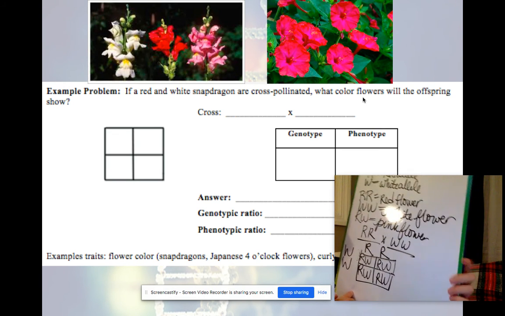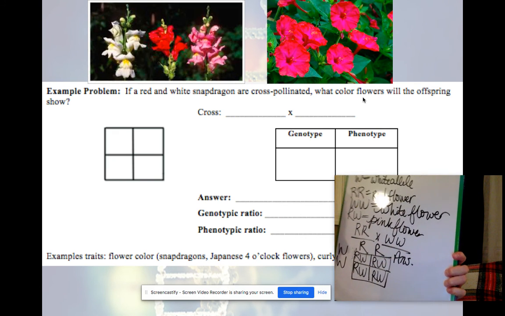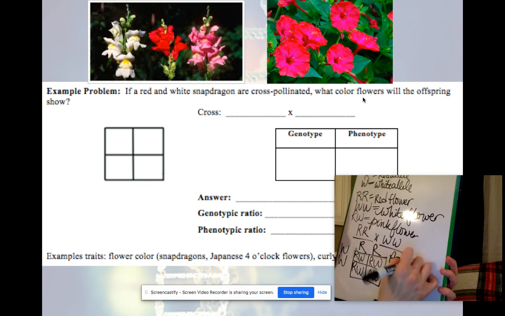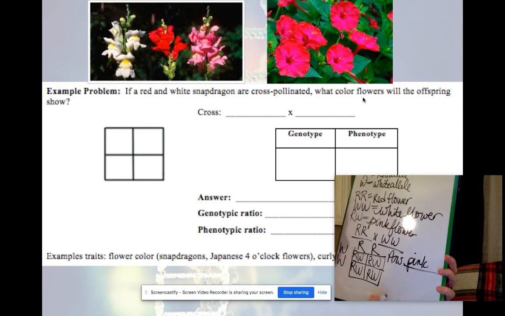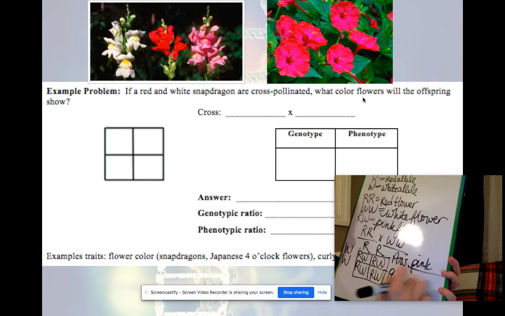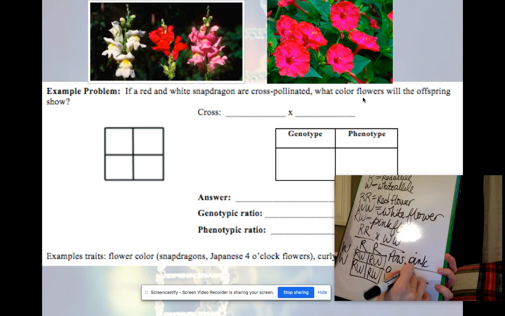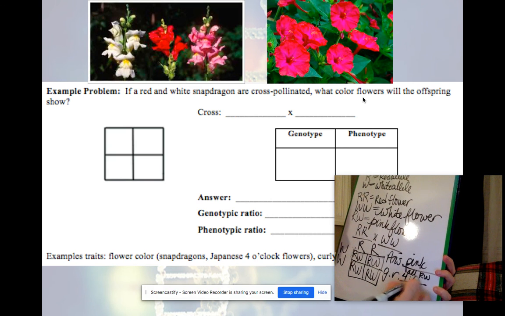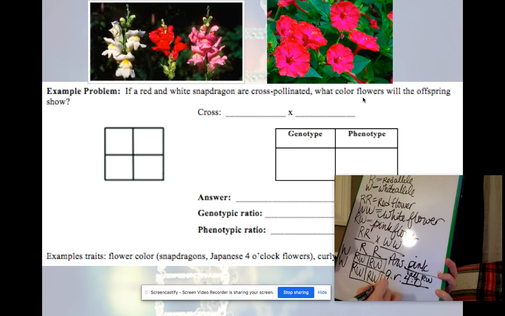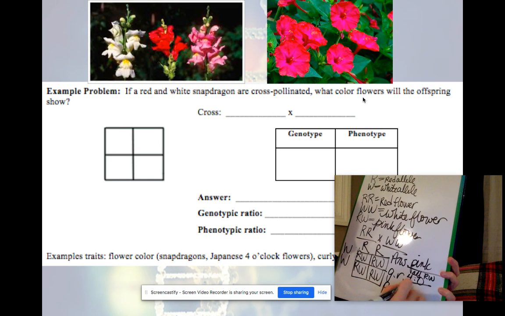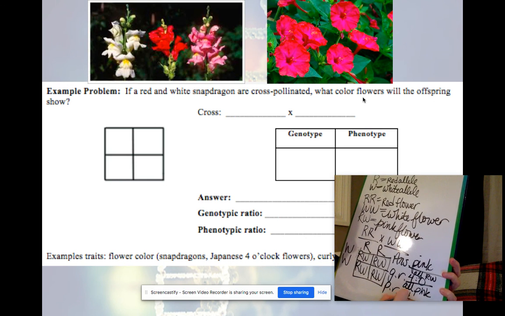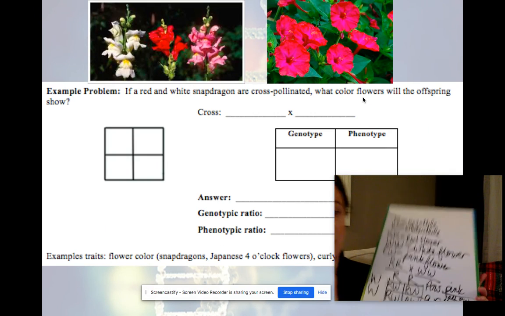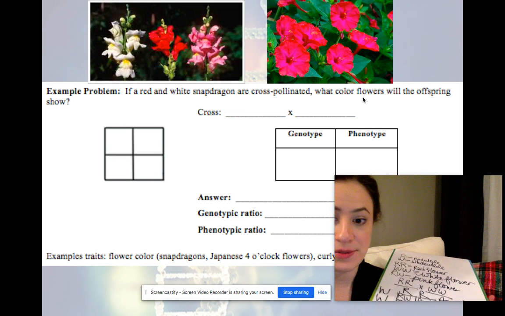So now let's answer the question. What color flowers will the offspring show? The answer is pink. And then what is the genotypic ratio? Well, they're all RW. So we have 4 RW and 0 of everything else. And the phenotypic ratio, they're all pink. So we have 4 pink and 0 of everything else. So that's where we're going to end.